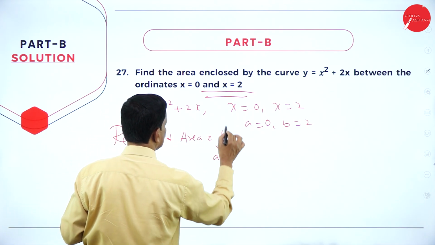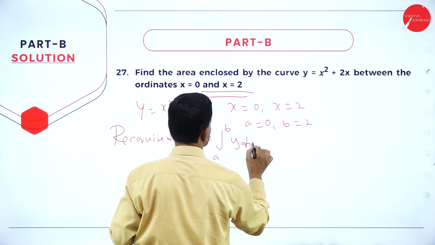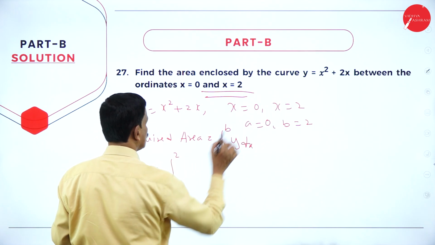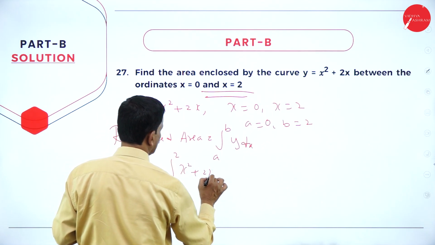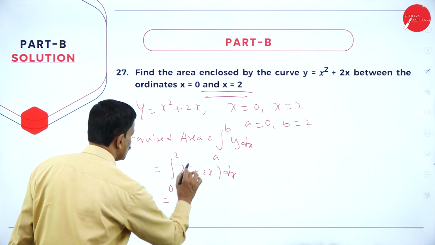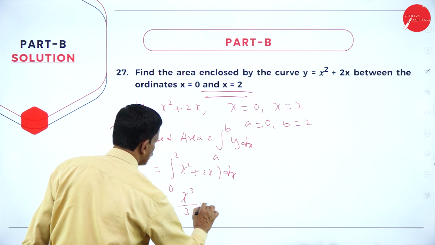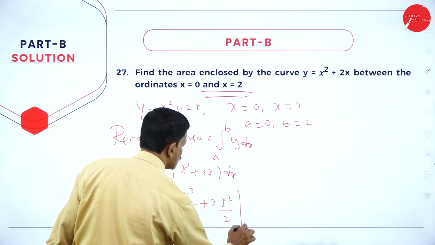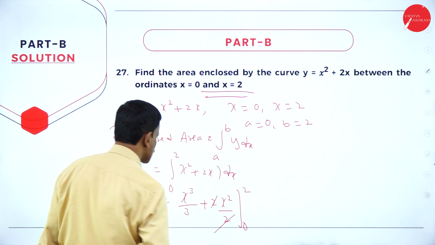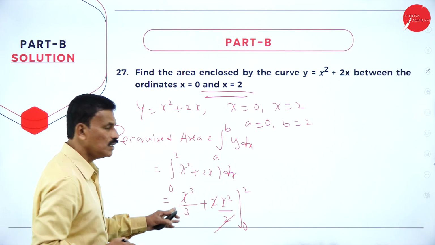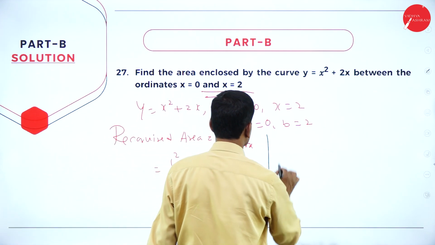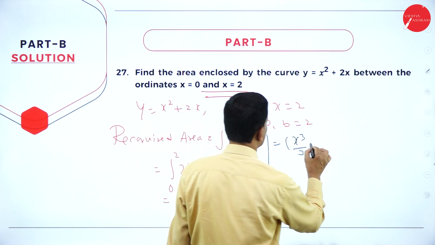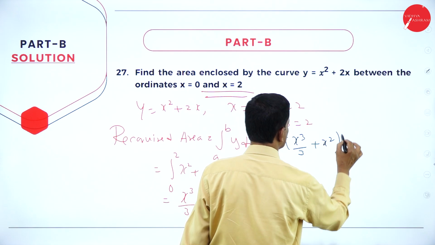So the required area is equal to integral a to b y dx. That's equal to integral 0 to 2. What is y? y is equal to x square plus 2x dx. Integrate it. Integral of x square is x cube by 3 plus 2 into integration of x, which is x square by 2, between the limits 0 to 2. 2 gets cancelled. So that is x cube by 3 plus x square between limits 0 to 2.